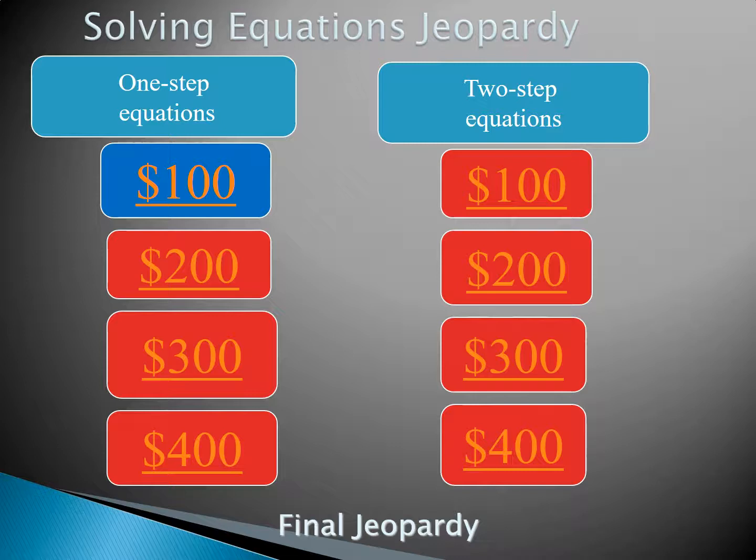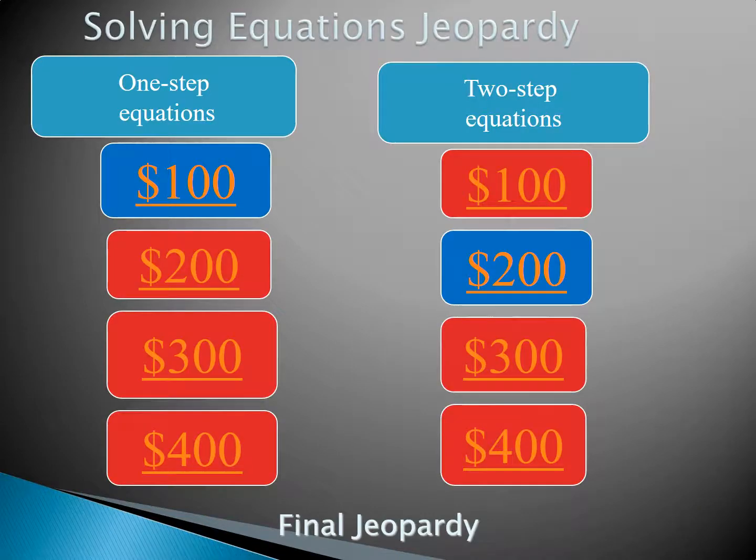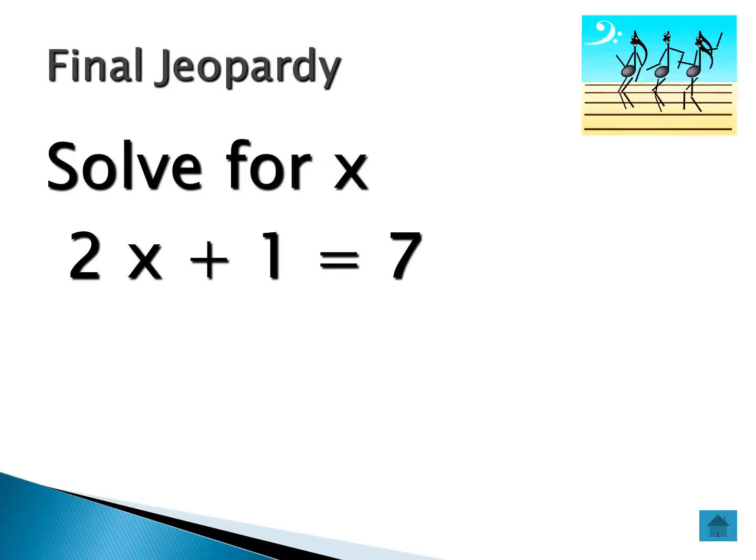So we did this problem, and then two-step equations. Let's try a two-step equation problem. $200. So for x, 3x minus 3 equals 9. You will add 3 on both sides, and then divide both sides by 3. So x has to be 4. And then let's try the final Jeopardy question. So for the final Jeopardy question, you can hear the Jeopardy theme music, so it makes it more interesting. And so for x plus 1 equals 7, the answer has to be x equals 3.